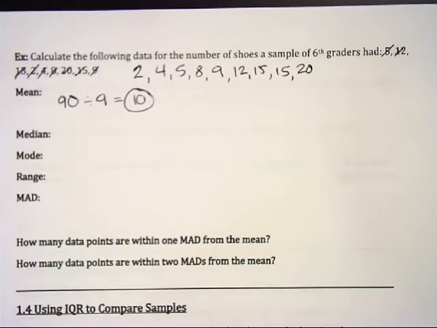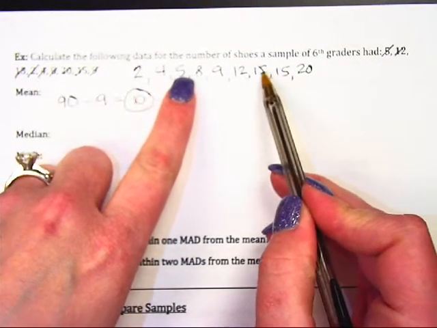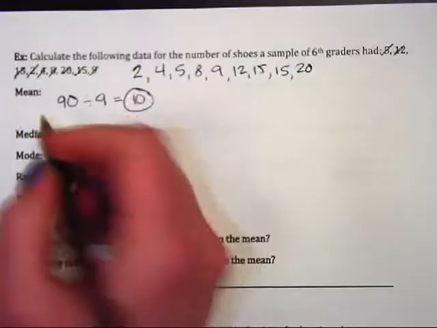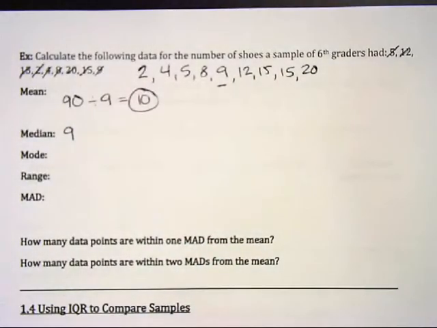The median is the middle. So 2 and 20, 4 and 15, 5 and 15, 8 and 12, and I lucked out. I had a center there of 9. If those were 2 numbers, I would have to add them up and then divide by 2. But we lucked out. We had an odd set of numbers, and so I had a true middle of 9.